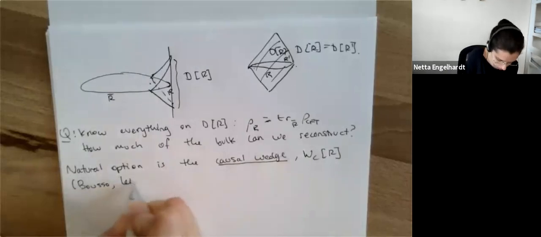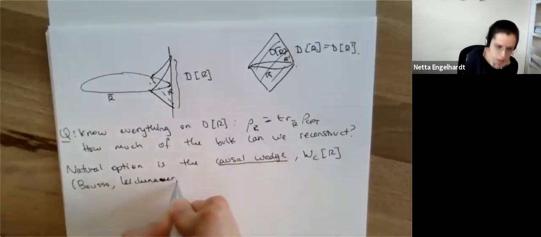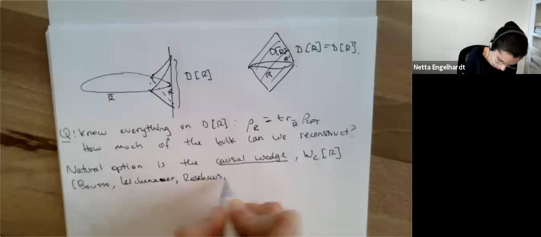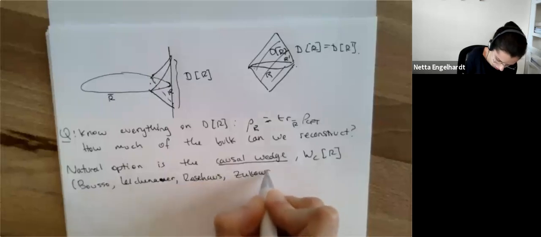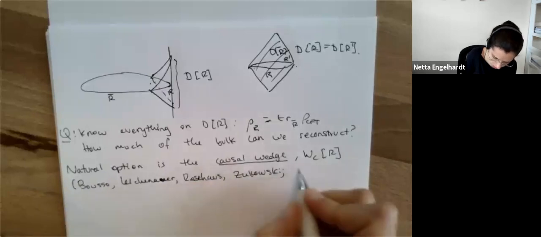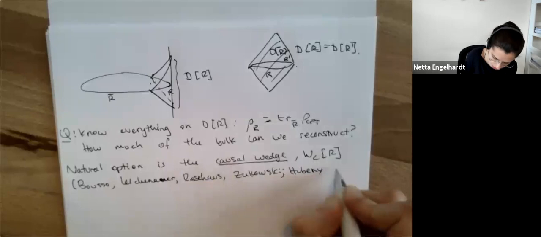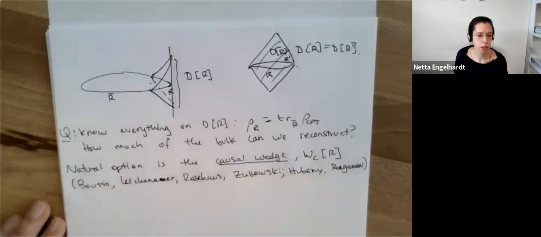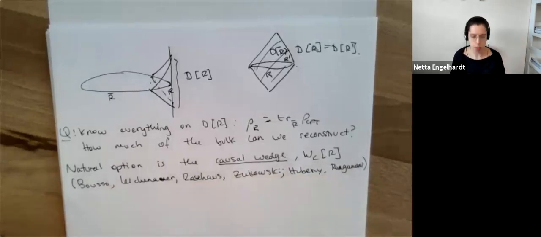So Bousso, Leichenauer, Rosenhaus, Zukowski. So this is a list of authors on one paper, and then also Veronika and Mukund named this the causal wedge in the first place. So that appears to be the natural option.